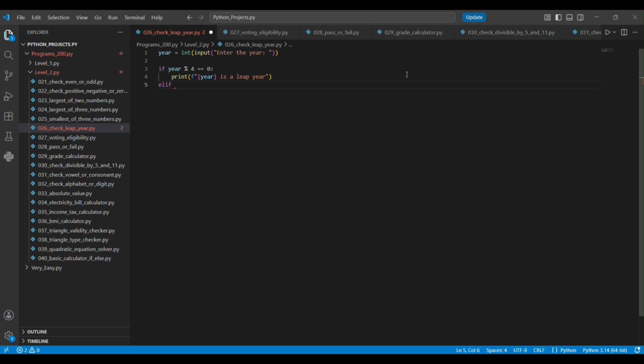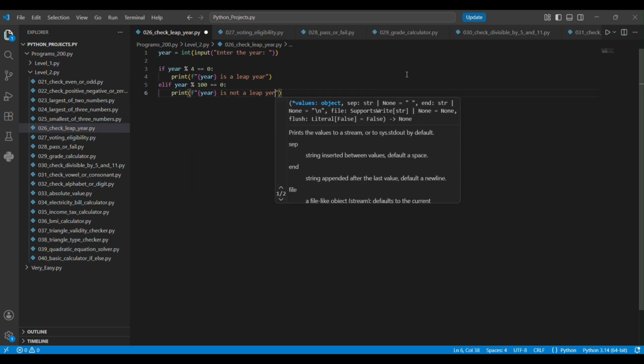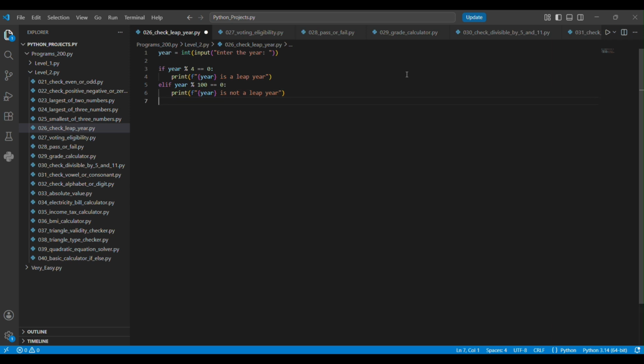elif year modulus, if the year is divisible by 100, the result is 0, then, friend, let's take one more condition. elif year modulus divided by 400 is equal to 0.